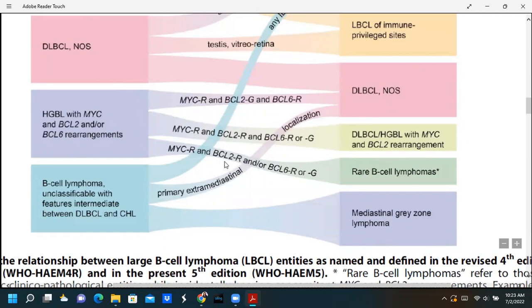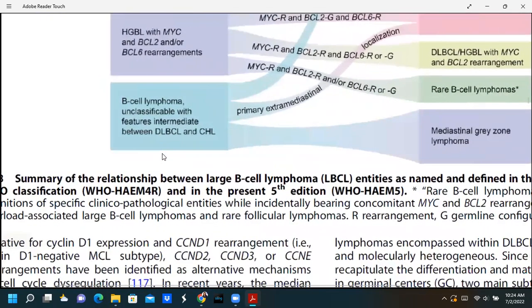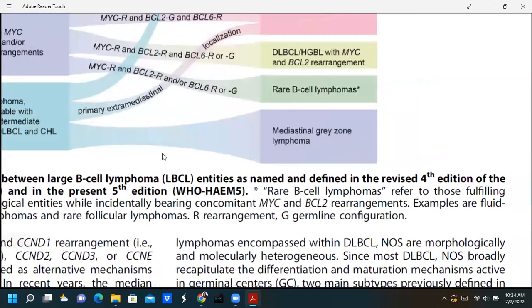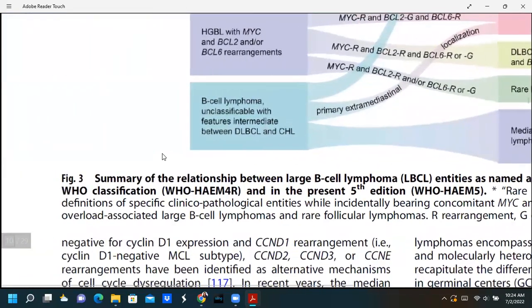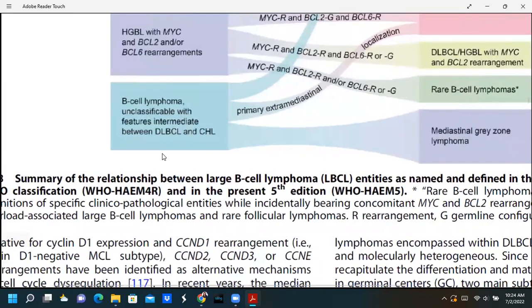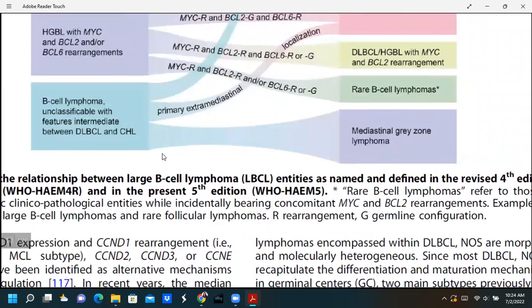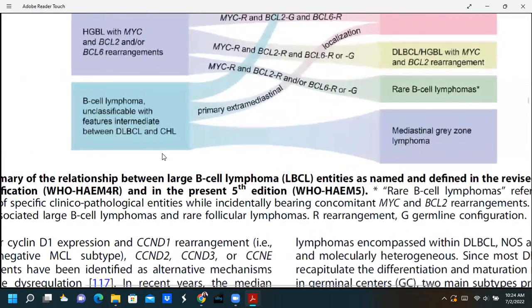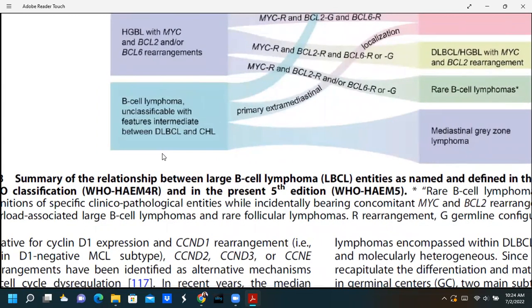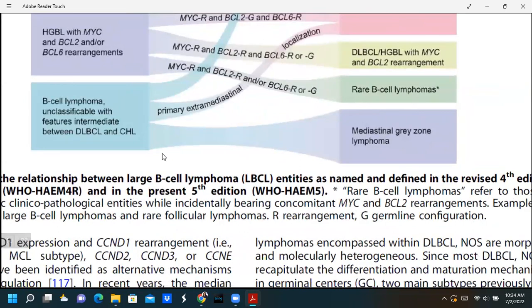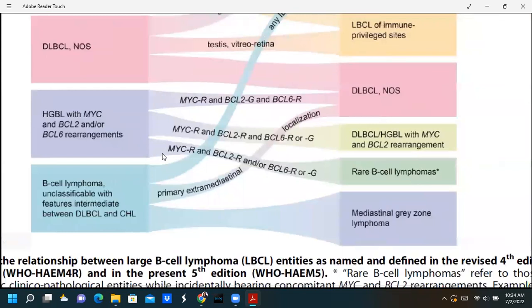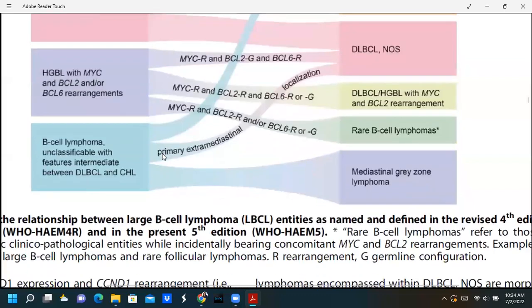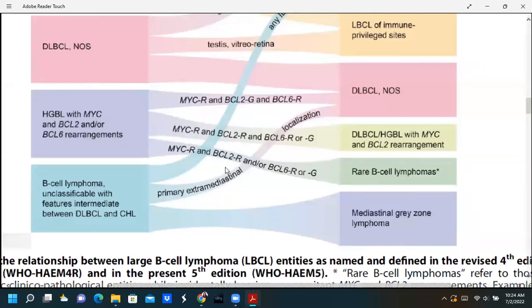So what is the third category? Looks like below they have mentioned the rare B-cell lymphomas. Okay, let's read what they are saying. Summary of relationship between large B-cell lymphomas. Rare B-cell lymphomas refer to those fulfilling definitions of specific clinicopathologic entities while incidentally bearing MYC and BCL2 rearrangements. Examples are fluid overload associated large B-cell lymphomas, rare follicular lymphomas. R is rearrangement and G is germline. So those rare entities like fluid overload or rare follicular, if they have MYC and BCL2 rearrangement but they are those rare entities, they will be those rare B-cell lymphomas that will be encompassing that.